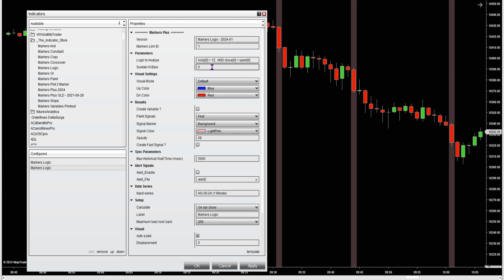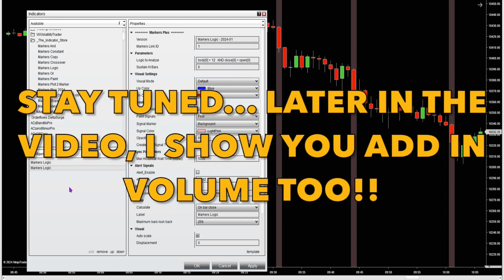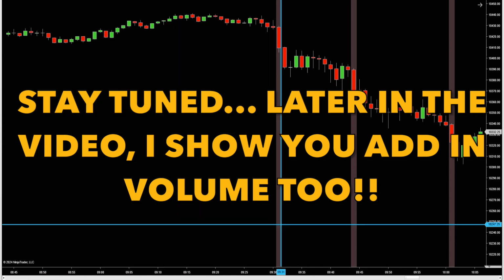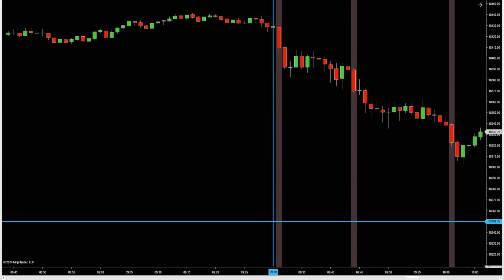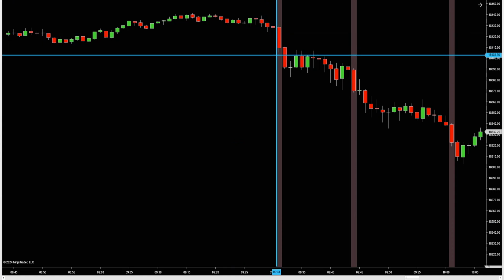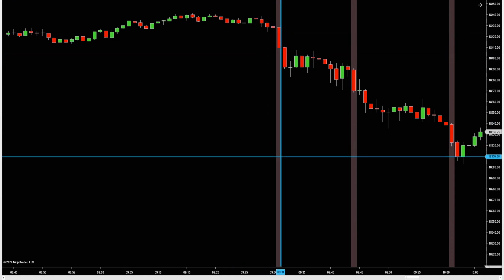See here, the close is less than the open, and the body is greater than 12 points. And that's it. That's using all built-in Markers variables. You don't have to have any Markers copy or anything else. So this is the price action from the New York Open this morning. Here's the first opening candle at 9:31. We get a signal.